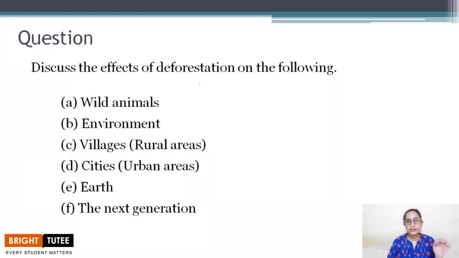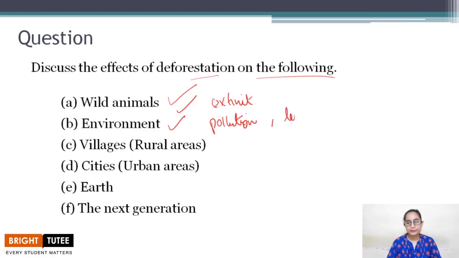Discuss the effects of deforestation on the following. First of all, wild animals. If their habitat, which is the forests, are taken away from the wild animals, then they become extinct. This is the effect on wild animals. Environment. Pollution is increased, right? And temperature of the earth's surface is increased. So environment is also getting deteriorated.